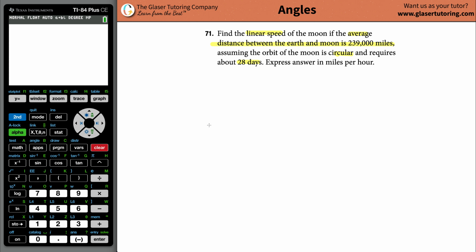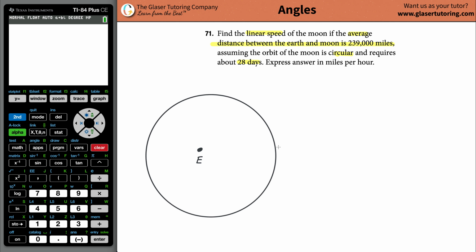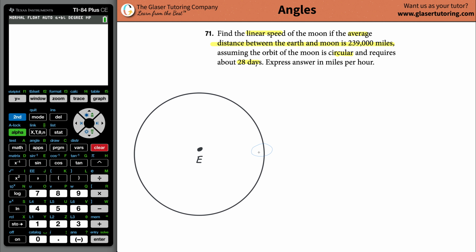So let's pretend that this little point right here will represent the Earth. And as we know, the moon will revolve, let's call this the moon. It'll revolve right around the Earth. And we're told to assume that it's circular, right? So first let me draw a little circle, and I'll center the Earth right in the middle. And let's just pretend that the moon is right here.